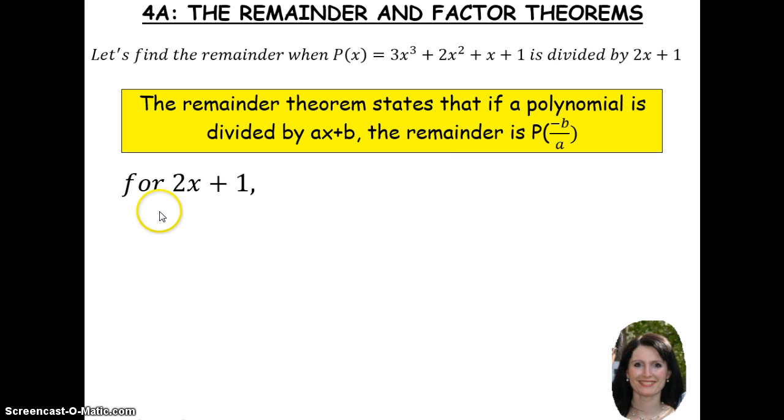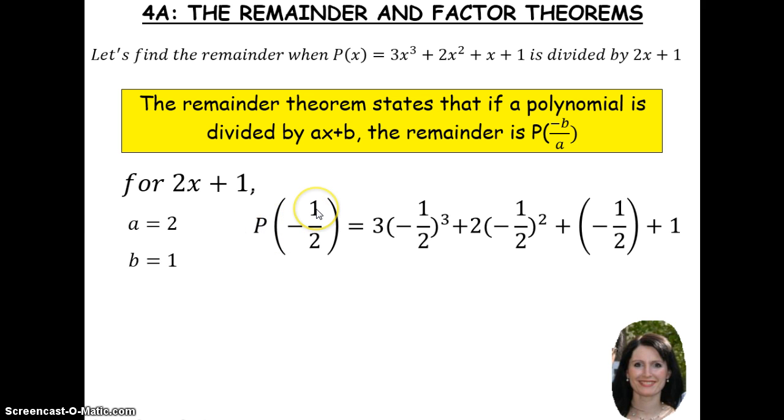Let's see how that works. For 2x plus 1, a is 2, b is 1. So p of negative b over a, which is negative 1 on 2, equals 3 times negative a half cubed plus 2 times negative a half squared plus negative a half plus 1. We equate our fractions and we find out it equals 5/8.